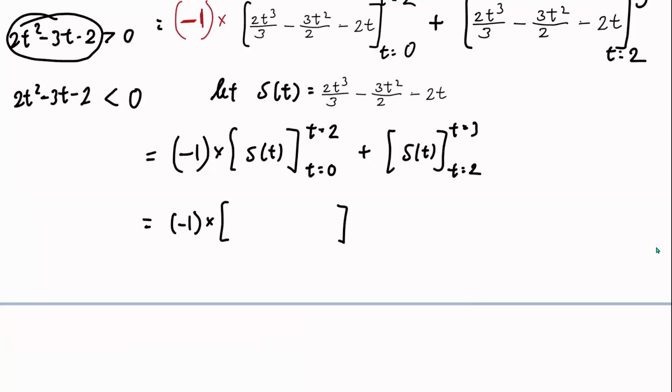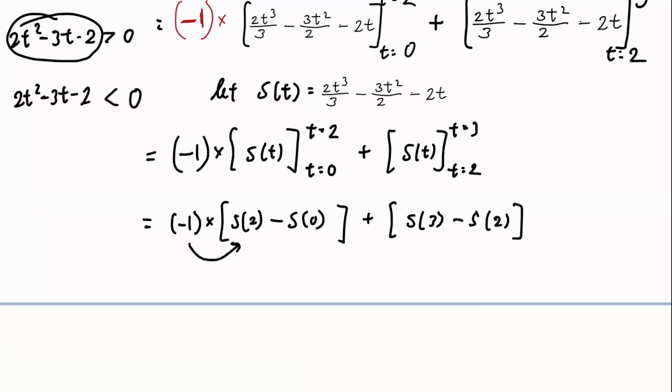I tried this trick before when we were first dealing with the integrals, definite integrals, with all the a, b, and c, no actual values. So what you do now is you sub in s2, s0, and plus, next one, s3 minus s2. Okay. Right, then now let's open up the bracket. -1 times in. What do you get? Negative s of 2. Negative gives you positive s of 0 plus s3 minus s2. Okay?